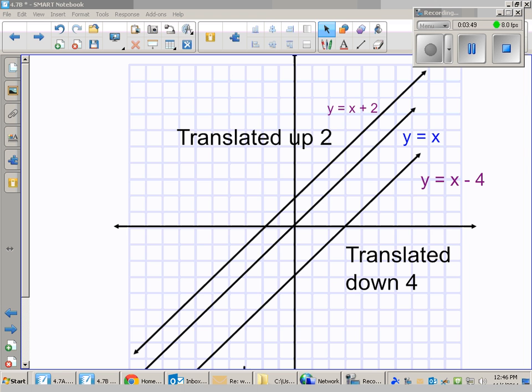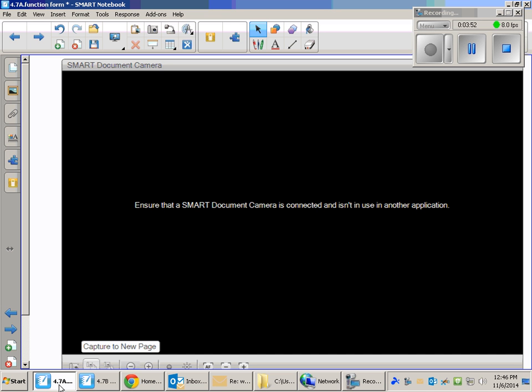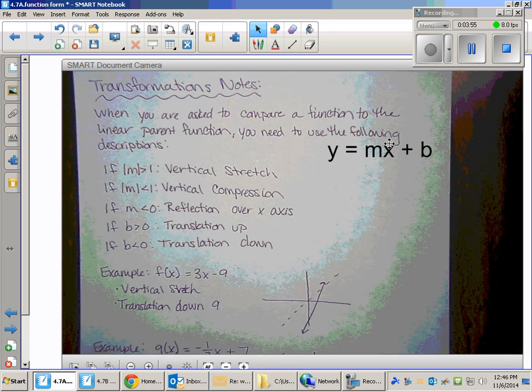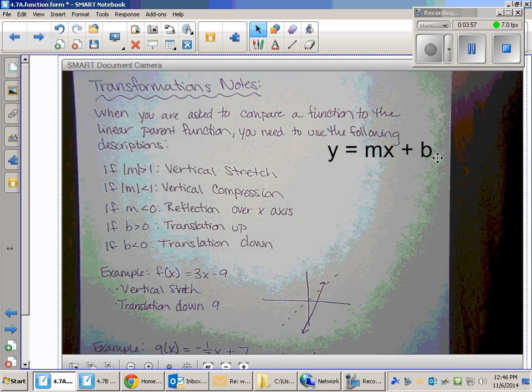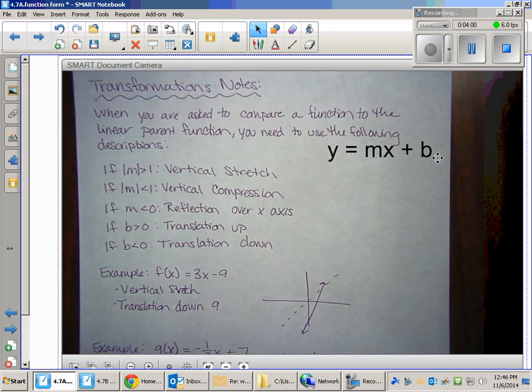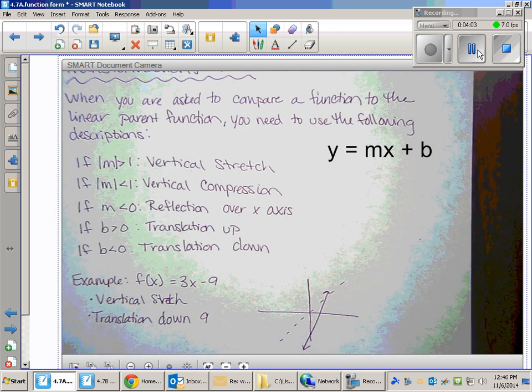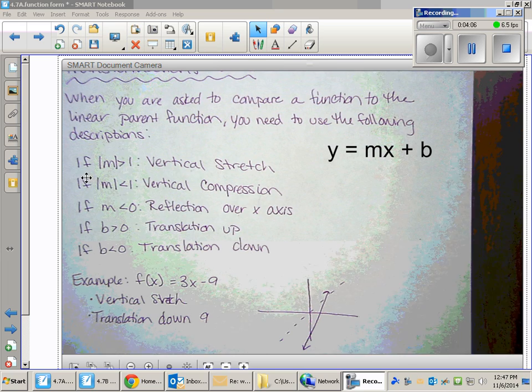So here are the notes on that. Okay, so when you have y equals mx plus b, m is your slope, b is your y-intercept. Let's zoom in on this actually. So if the absolute value of m, meaning just the number, we're not worried about whether it's positive or negative, is greater than 1, it's going to be a vertical stretch. That's when we're making that line skinnier. But if the absolute value is less than 1, then it's a vertical compression. If your slope is negative, meaning it's less than 0, it's a reflection over the x-axis.